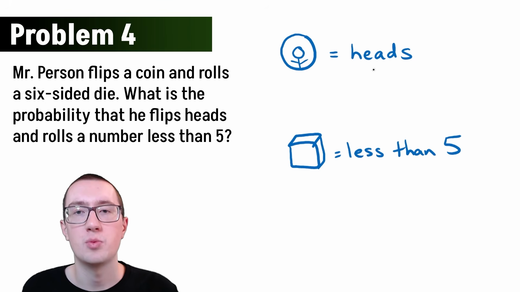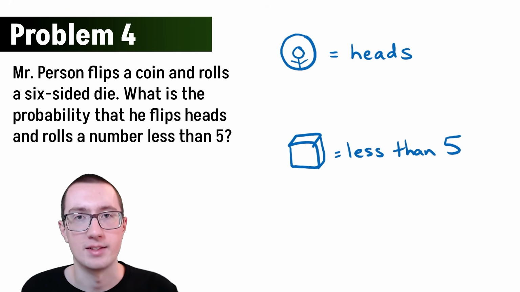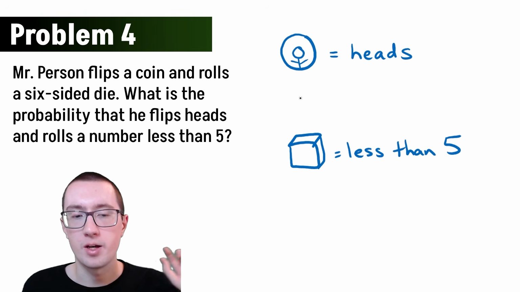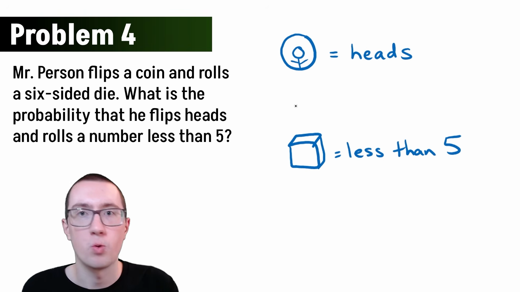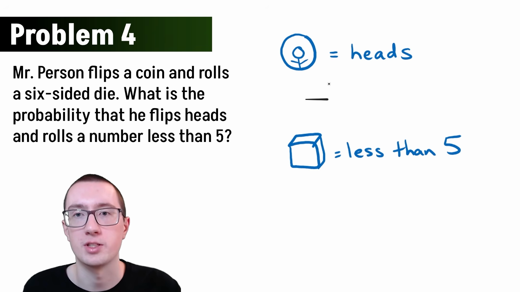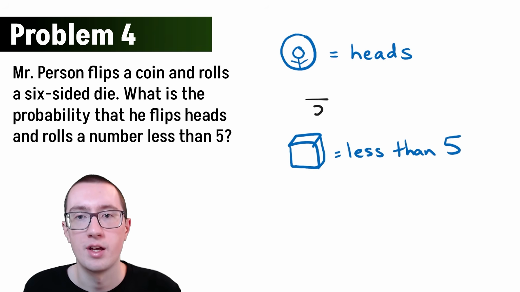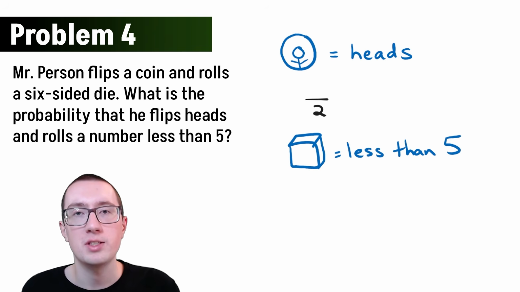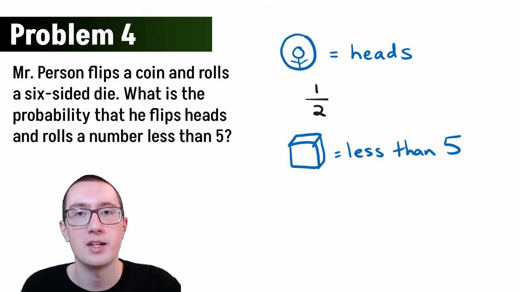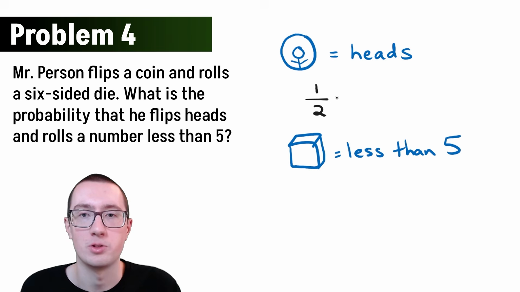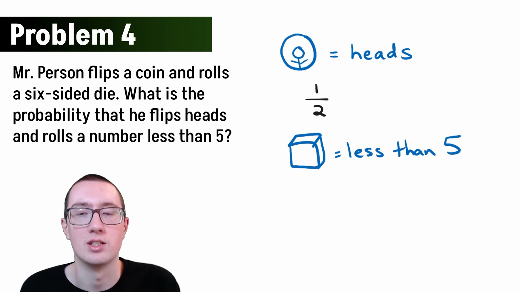So first of all, what is the probability of a coin landing on heads? Well, probability is always the number of ways you could do it successfully over the total amount of possibilities. So a coin only has 2 choices, right? It's either heads or tails. And how many of those 2 choices would be a success? Well, only one of them, because if he flips heads, then it's a success, or if he flips tails, then it's not a success. So the probability of flipping heads is 1 over 2.